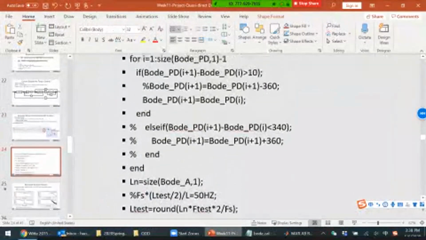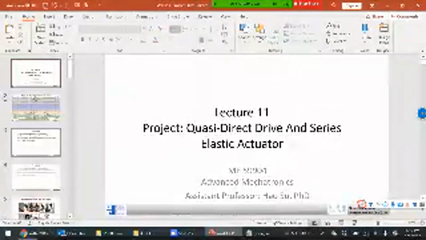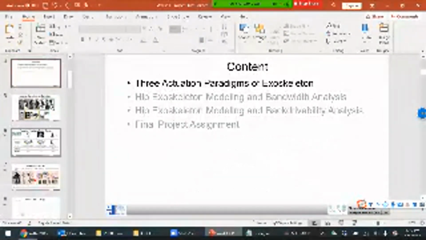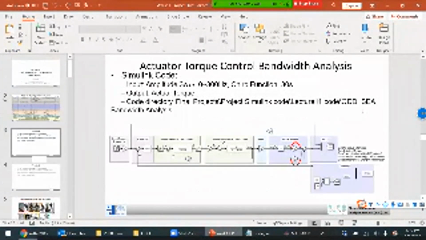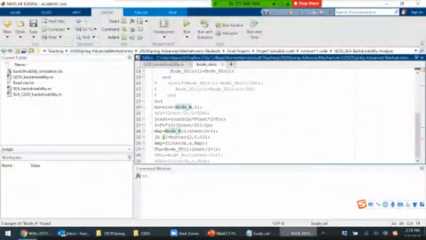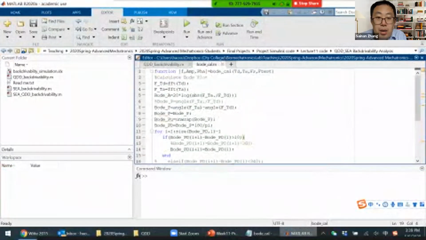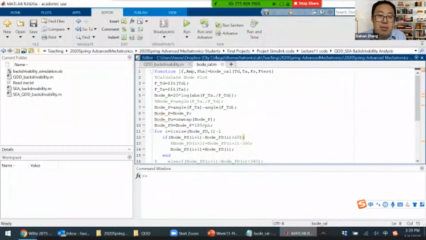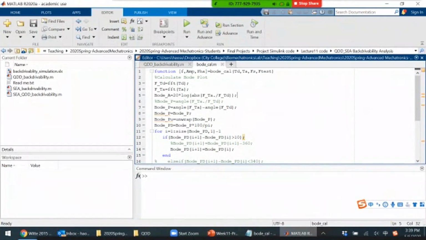Yes. Also, it appears that in the code that you posted, they only use the bode cal for the bandwidth analysis, and I don't believe they use it for the backdrivability analysis. Yeah, I think you are right, because for our bandwidth we don't check the frequency stuff, right? Is the MATLAB screen clear? It's readable. Better. Okay.